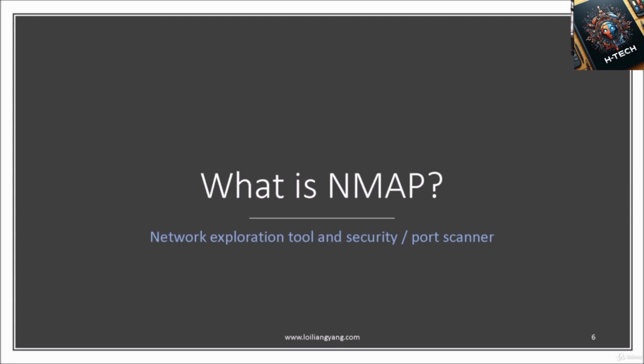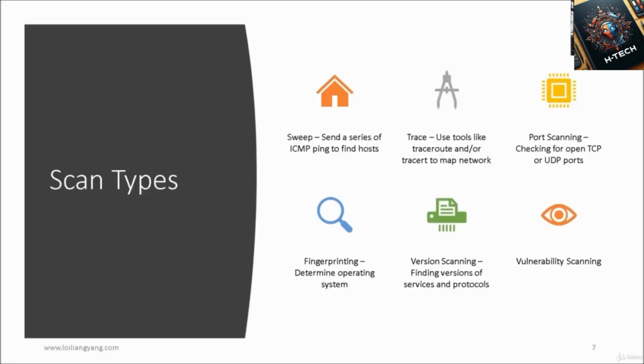So that's a great way of trying to find out what kind of services are available on the network. There are a number of scan types. On the right, we can see six major scan types. The first one is sweep, where we send ICMP pings, which are a way for us to ping devices and see whether those devices are alive, whether they're reachable.